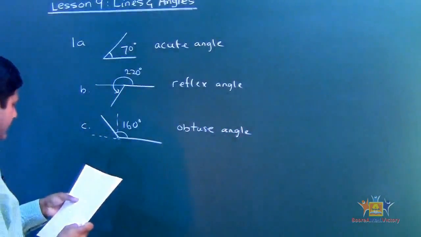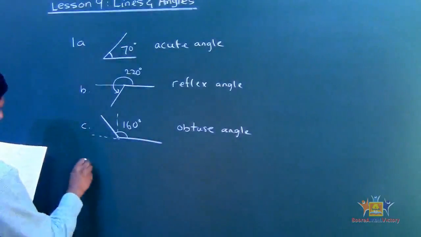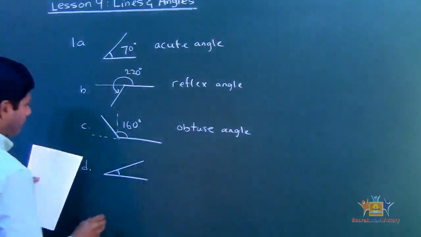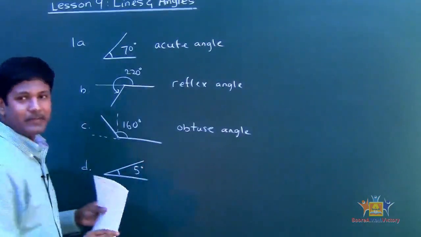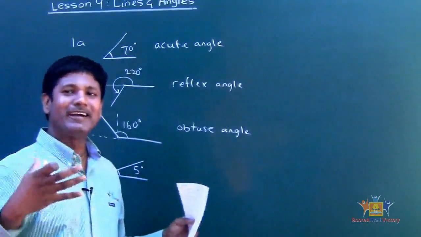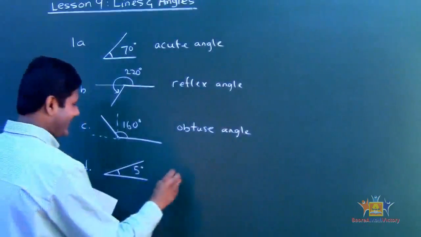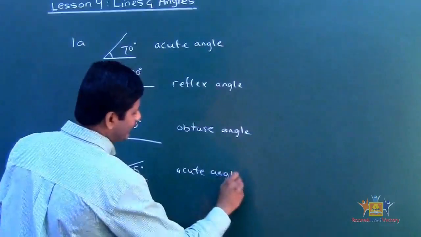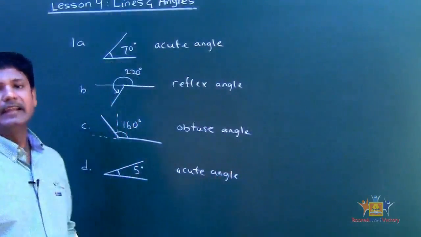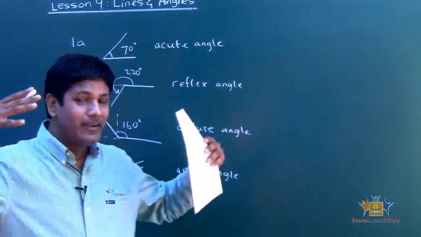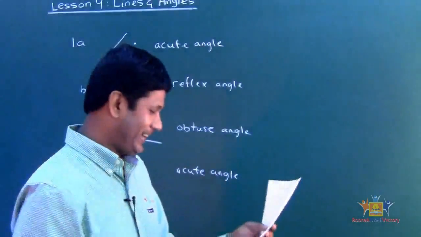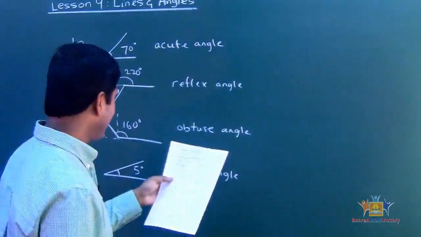Now let's look at D. So D, oh, that's an acute angle. 5 degrees. Just like Mr. Mac said, the acute angle should be what? Acute angle. That's right. Acute angle. Alright? That is the acute angle, and that is less than 90 degrees. We said that earlier. If it's kind of small and cute, we call that an acute angle. Alright? Okay. And then let's look at E.